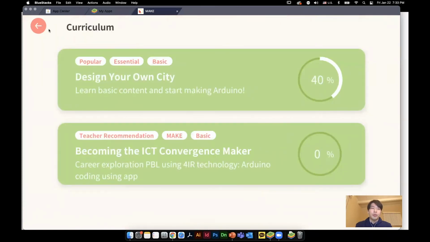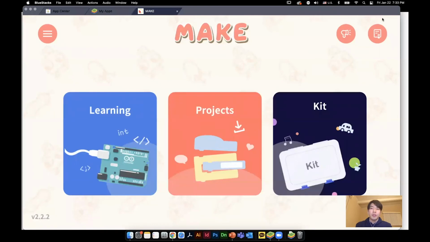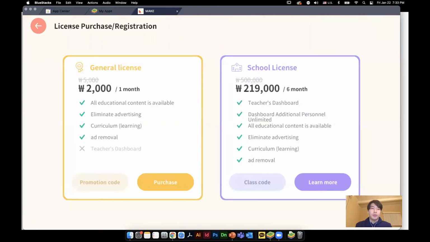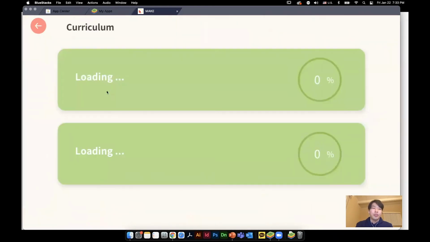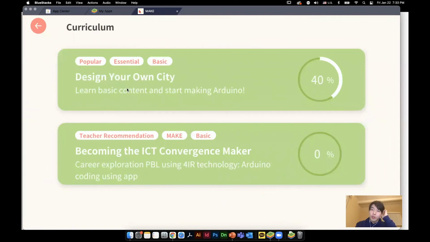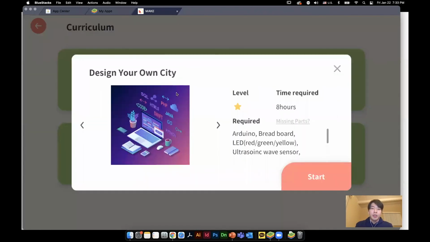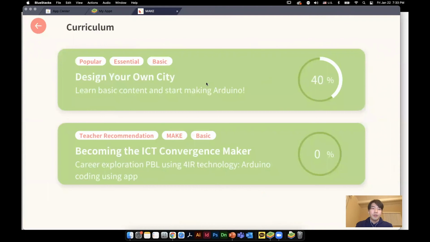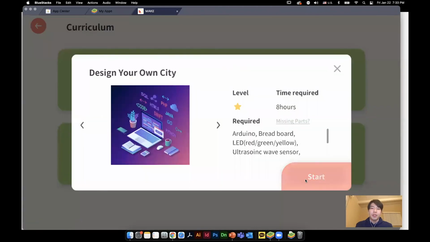And hopefully you have, so if you click here, you should see the school license and journal license, but I think you should have school license by now. So make sure you enter your class code here. And if you go to learning curriculum, for your homework, this is what you will be doing, okay? So click on the first one, design your own city, start.